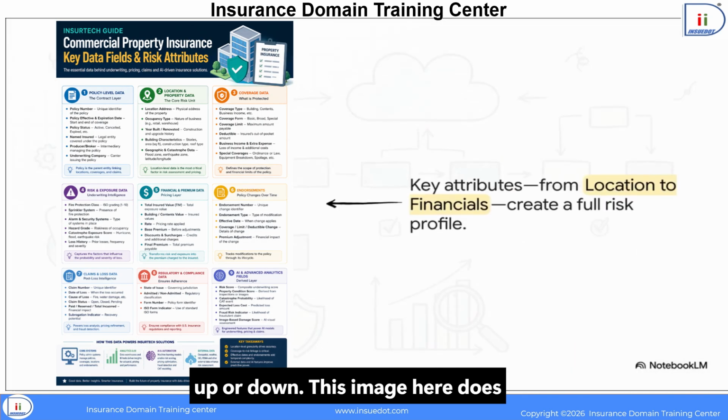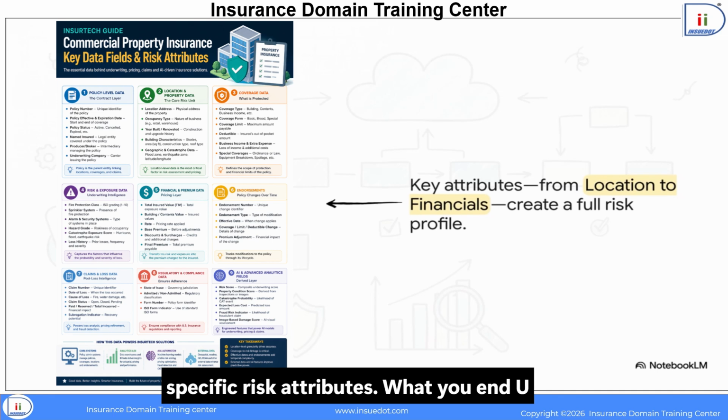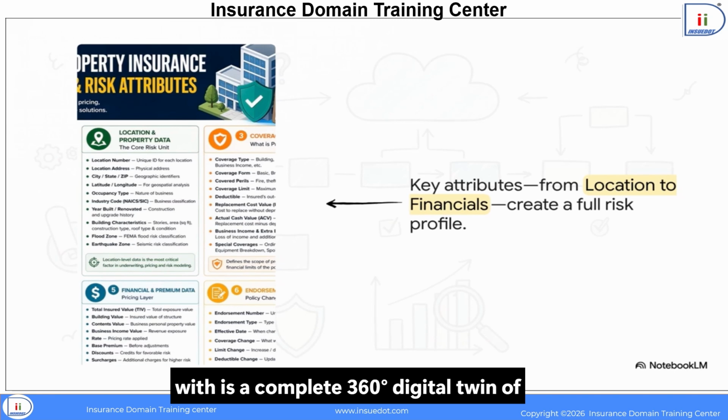This image here does a great job of tying it all together. You can really see the flow, can't you? It starts with the physical thing, the location, then you wrap it in the legal contract, and then you layer on all those specific risk attributes. What you end up with is a complete 360-degree digital twin of that risk.